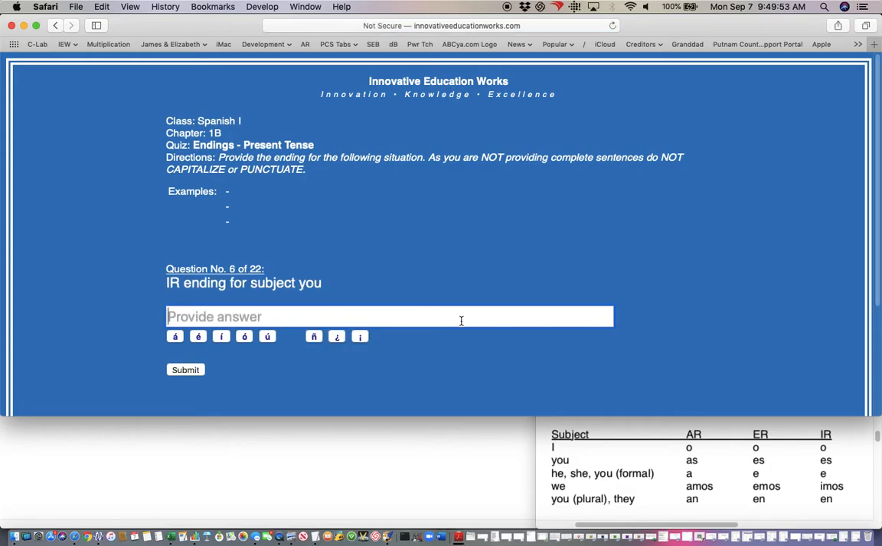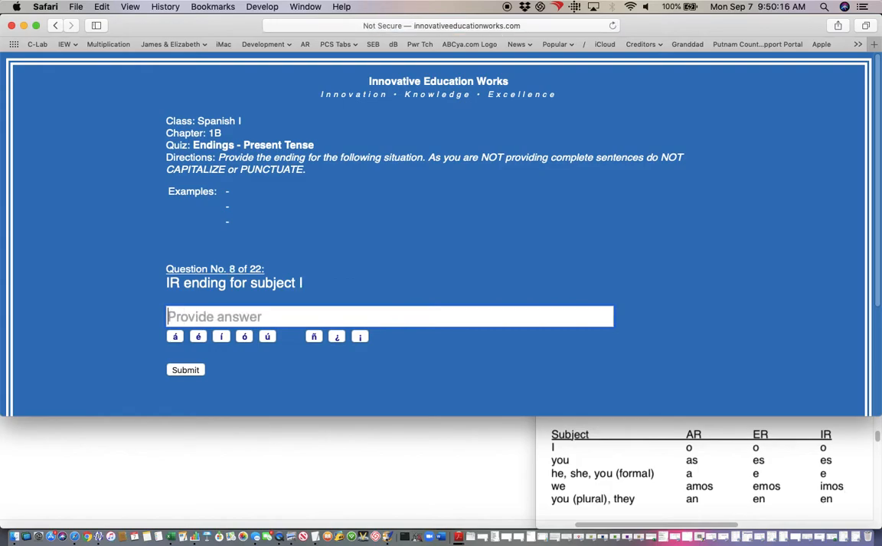IR ending for the subject you. Here's the IR verbs, the IR endings. Subject you, come over here, it's ES. IR ending for the subject Carlos and I. Carlos and I is the same thing as saying we. So here's we, IR ending, emos.